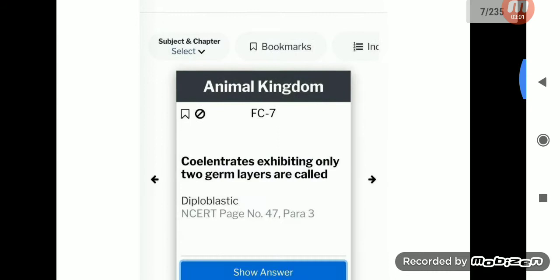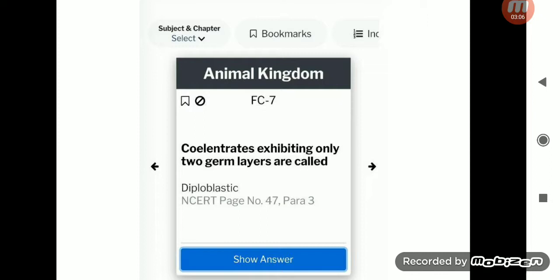Cnidarians exhibiting only two germ layers are called diploblastic.